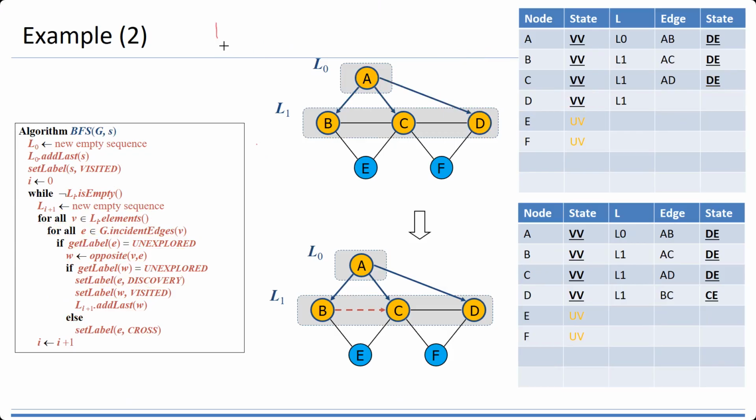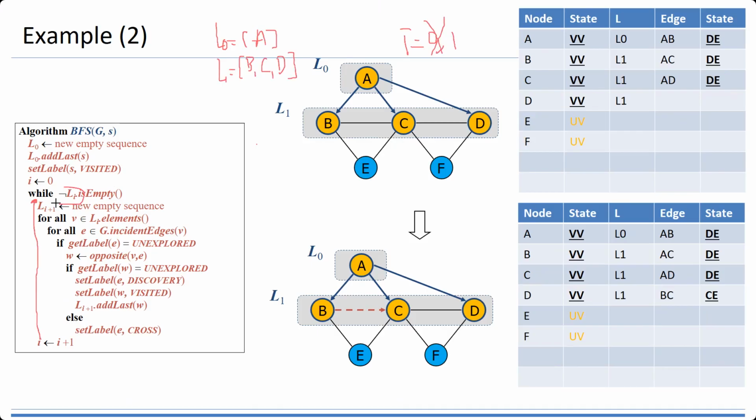So we have L0, which is A. And then we have L1, which is B and C and D. And then I, originally it is 0, now equals 1. Now we will go back to this one.